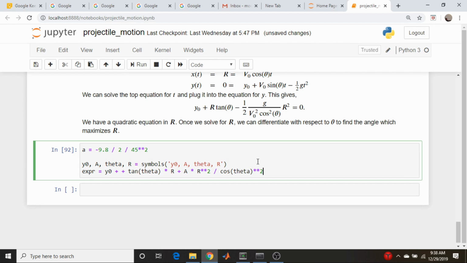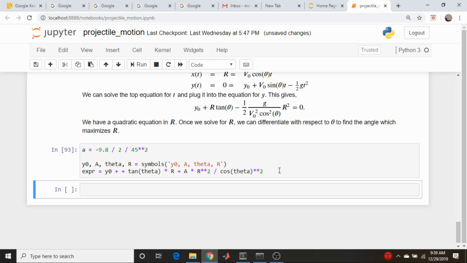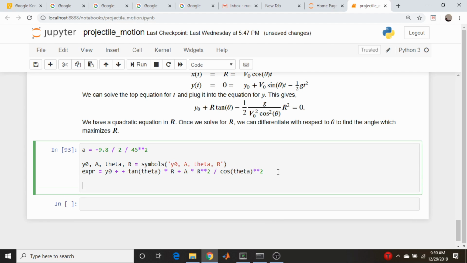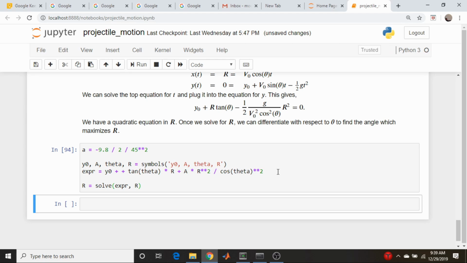So now we're going to create our expression here, and I'm just going to copy and paste from my test code here. So we have an expression that's equal to the y0 here, tan theta, r tan theta, 1/2 this r squared. So we have this expression. Let's see if this runs. Okay, now we can just solve this for r. And we could do that just by using the solve command. Solve expr, and we want to solve it for r. So that seems to run.